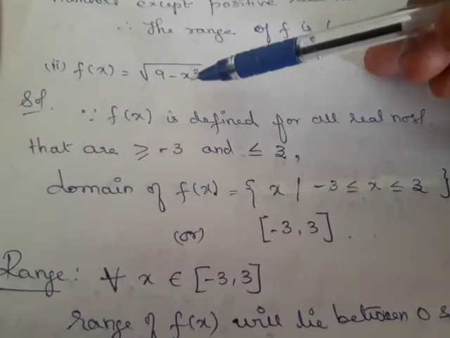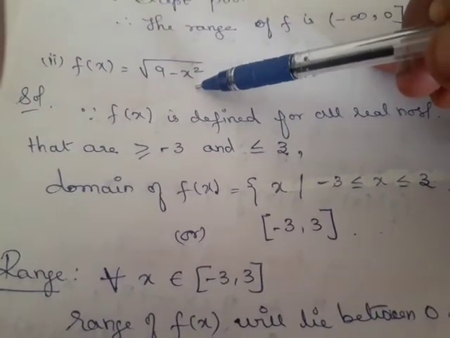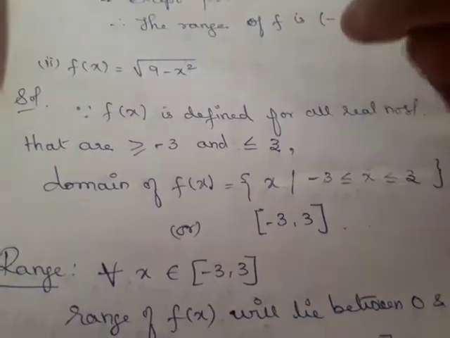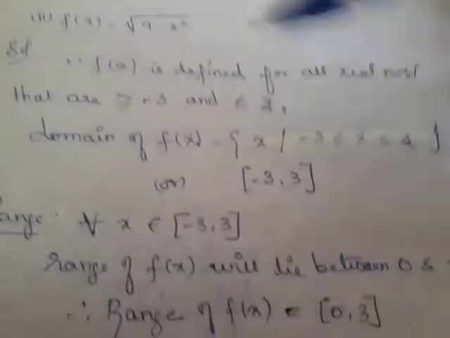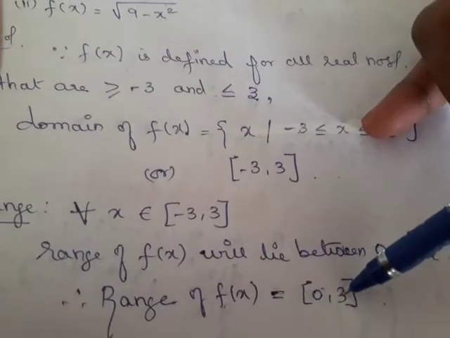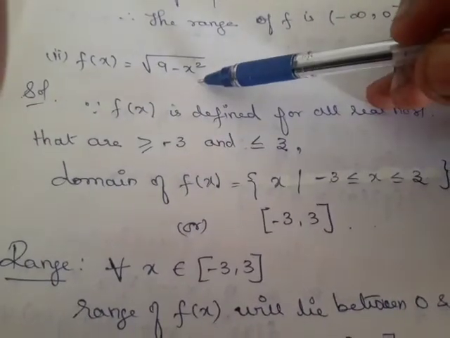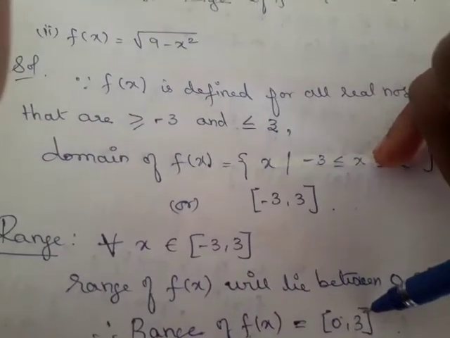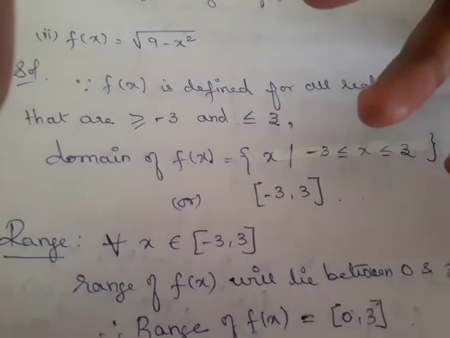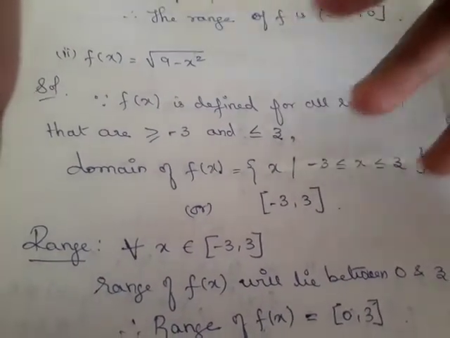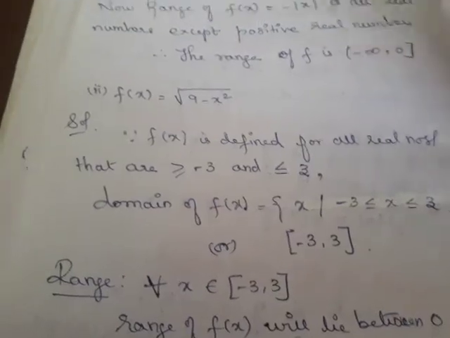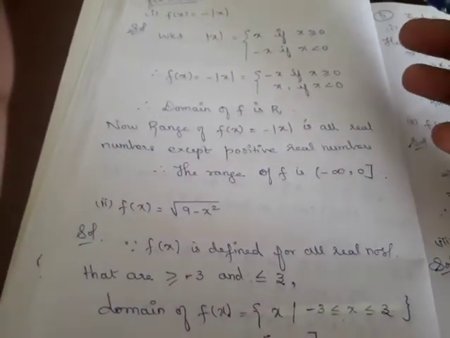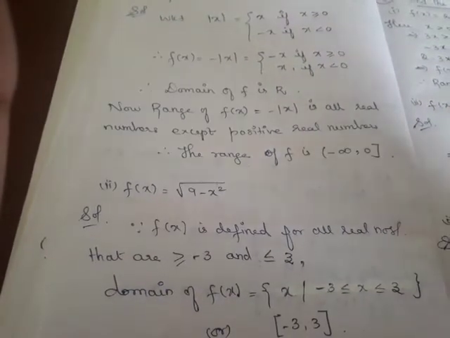If I put the minimal value as 0, what will happen? 9 minus 0 is 9. Square root of 9 is 3. Therefore, the interval is closed at 3. Therefore, the range of this function will be the closed interval 0, 3. This is how you have to analyze a question and choose your domain and range. If we do more problems on this, you will get familiarized and it will be easy for you to find the domain and range, right?